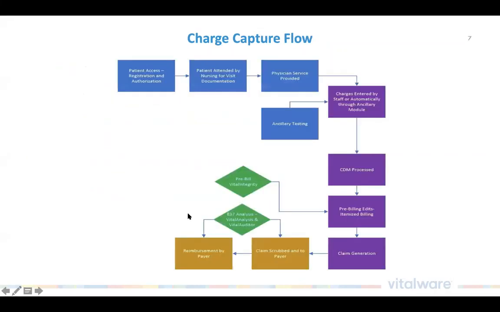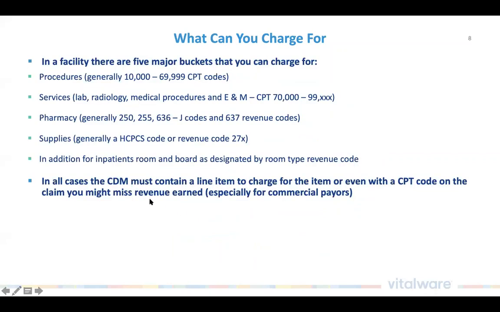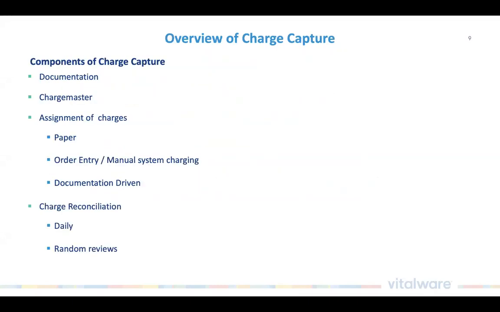The bottom line here is that in all cases, the CDM must contain a line item for these charges. If there's no line item, there's no capability of charging it. And that's where I find a lot of issues with the CDM, in that a facility department will start a specific process or service, and they're not clear with the CDM team, so you may be missing charges. Alternatively, on the other side, they may have gotten rid of equipment, they can no longer do those services, and they're still in the CDM. So CDM represents a risk area.